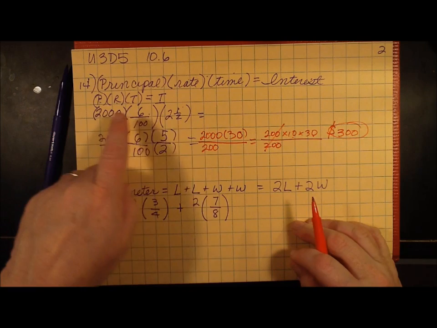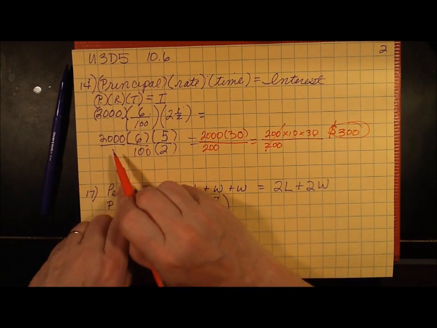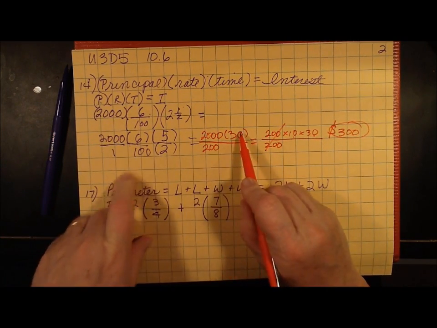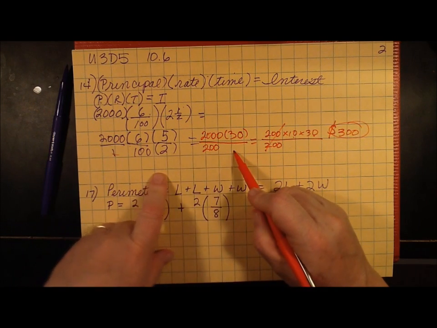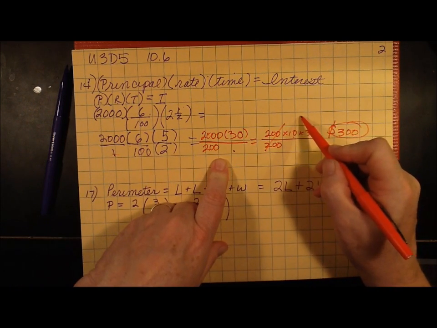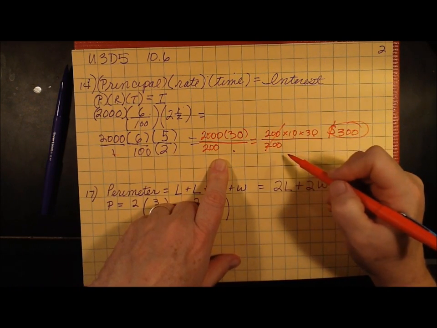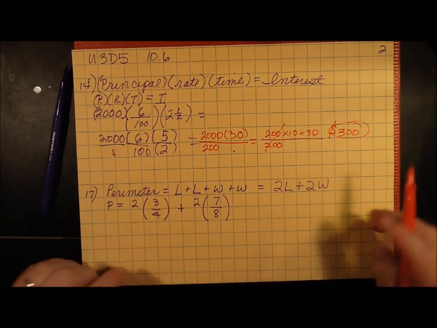Again, all I'm doing is multiplying. I multiplied my numerators across. I multiplied my denominators across. I crossed out, made a 1 out of the common factor, and went on from there.